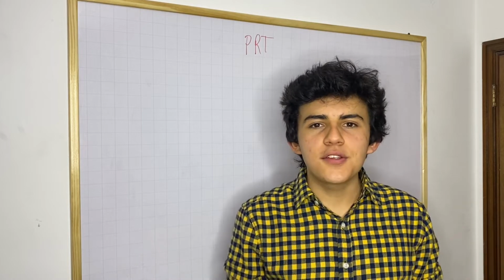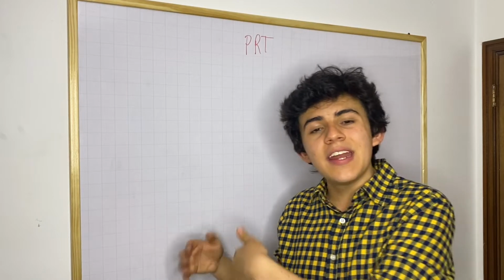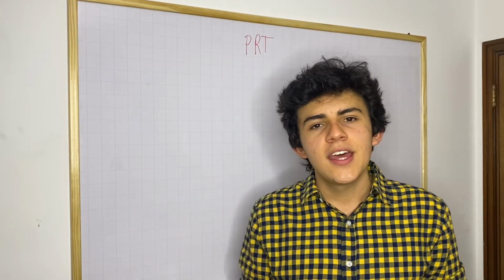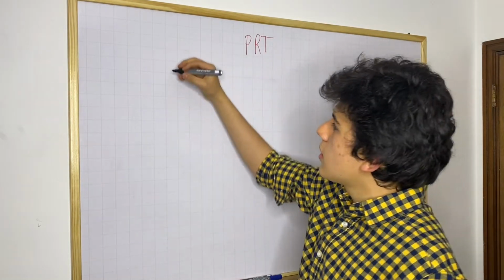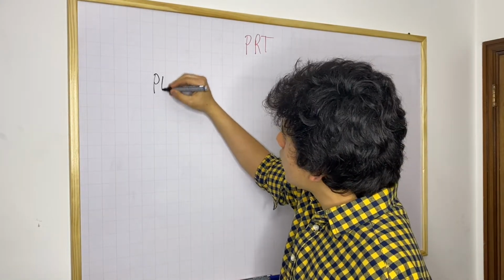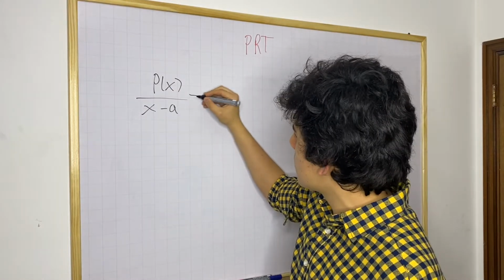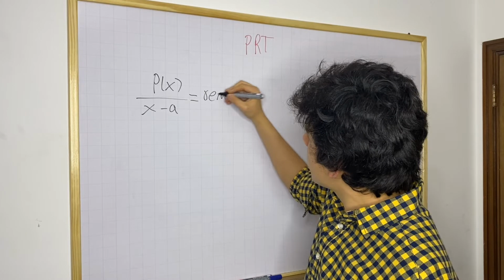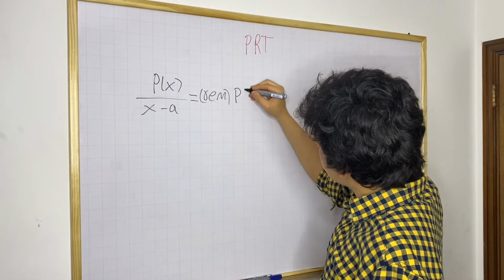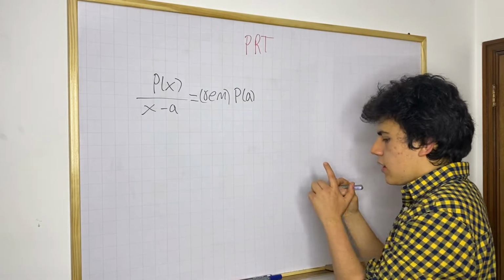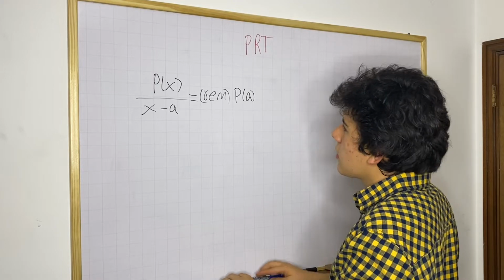Hey guys, today I want to talk to you about the polynomial remainder theorem and the factors that you can find in divisions with this theorem. So let's do it. We know that the polynomial remainder theorem states that if you have a polynomial p of x and you divide that polynomial by a linear term, x minus a, its remainder is going to be equal to the polynomial evaluated at that a value, okay?